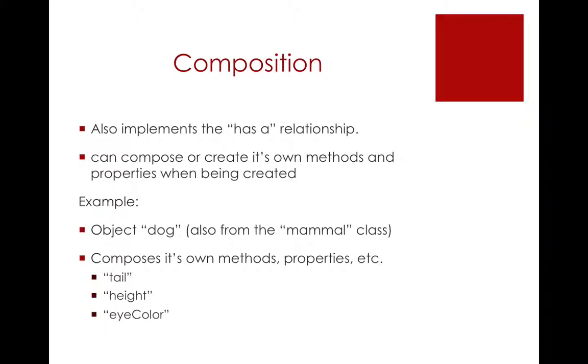Composition also talks about the relationship between objects, and it has a relationship as well. The difference here is that objects created using composition, as the name implies, can compose or create its own properties and methods when being created. Using the dog reference again, the dog object can compose a tail object, a height object, or a weight object, or even an eye color object without a direct relationship to the mammal class. For a more intuitive explanation of the principles, let's switch over to Flash Builder to see this in action.